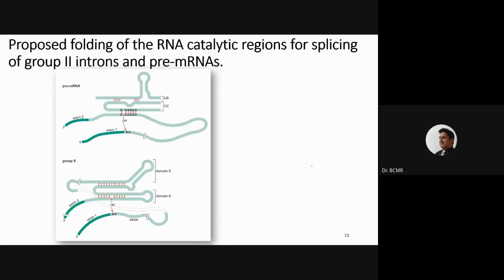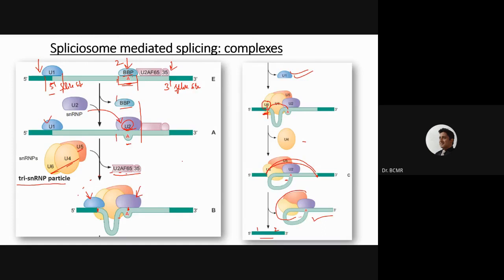Similar interactions also happen with group 2 introns. I'm not going into the details of it, but what is important to realize is that in the spliceosome mediated ones you have U2 which has an RNA component. There is also U6 which has an RNA component, right?